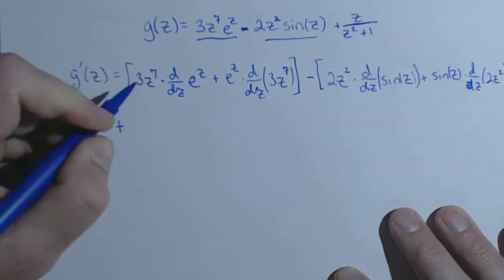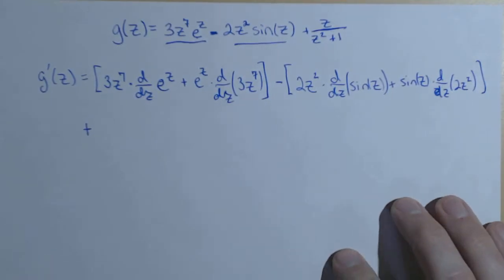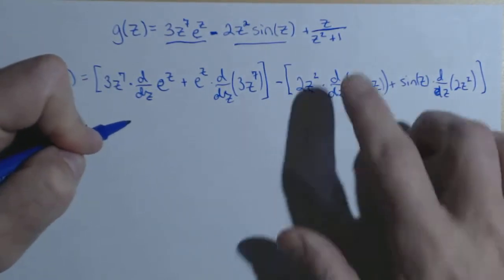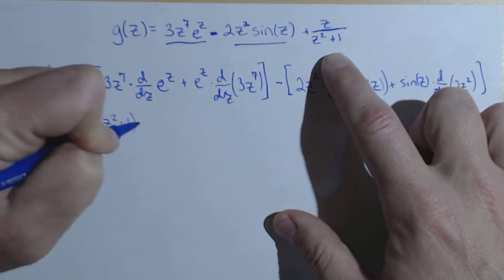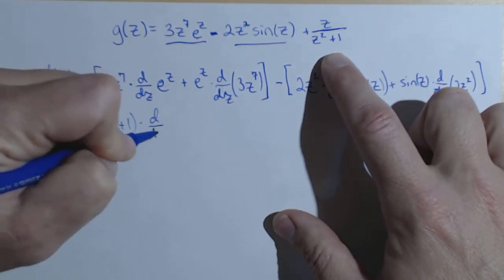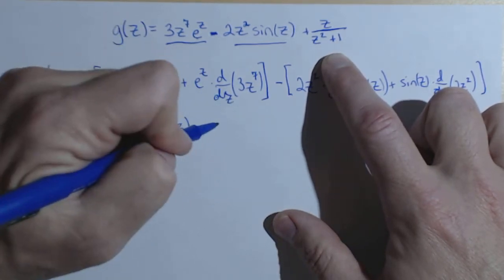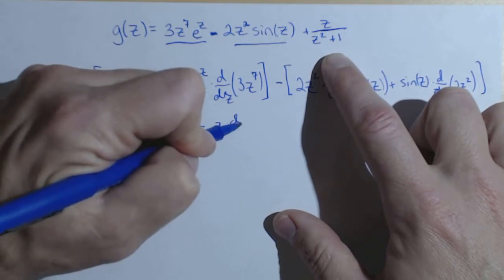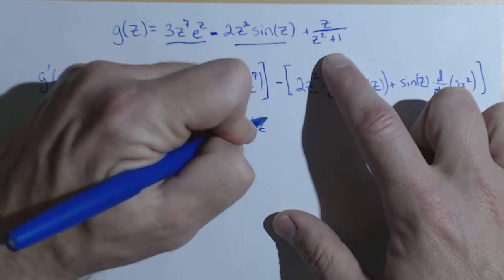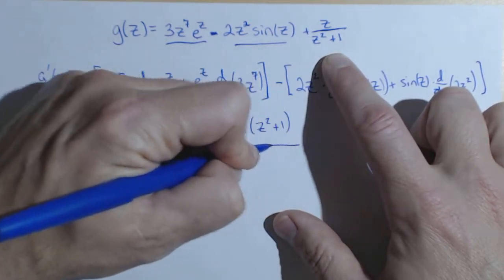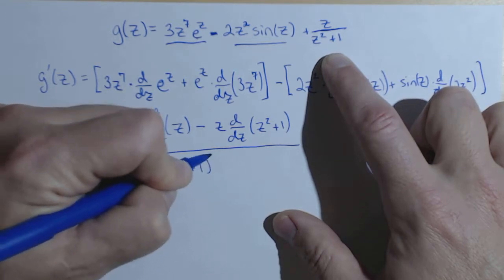Now we're going to have to go down to the next line. Now we have a quotient rule for this piece. So the quotient rule is the denominator, z squared plus 1 times the derivative with respect to z of the numerator minus the numerator, z, times the derivative with respect to z of the denominator, z squared plus 1, all over z squared plus 1 squared.